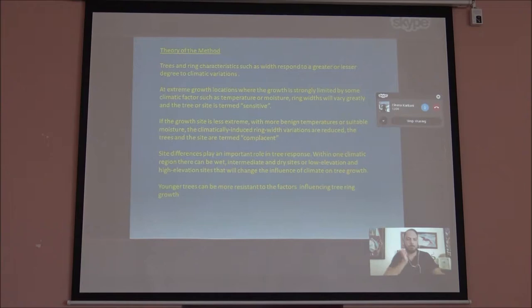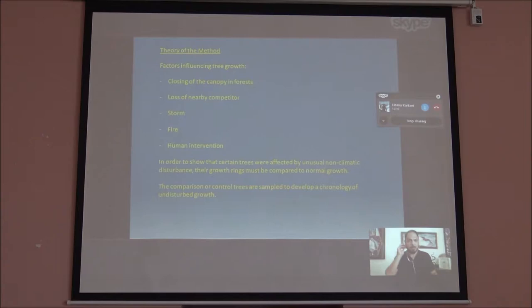There are some factors influencing tree growth. Those are the closing of the canopy forest, so we do not have the sun passing through the trees and we do not have proper growth of the tree. Also the loss of nearby herbivores, storms, fires, and human intervention. In order to show that certain trees were affected by unusual non-climatic disturbance, their growth rate must be compared to normal growth. So comparison or control trees are sampled to develop the chronology of undisturbed growth.